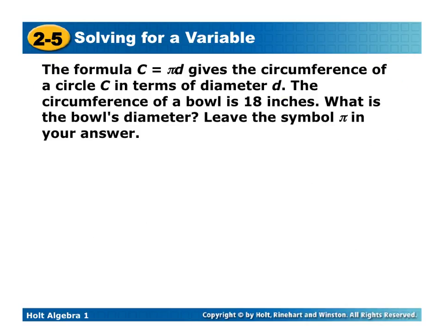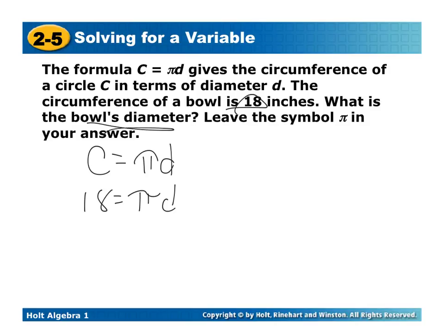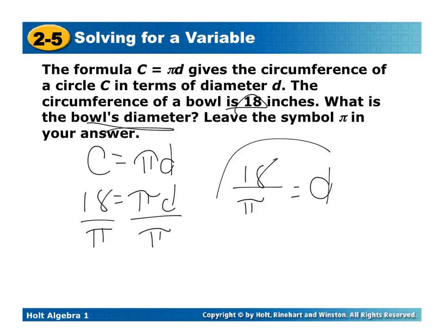Now here's an example. The formula C equals pi times diameter gives the circumference of a circle C in terms of diameter d. The circumference of a bowl is 18 inches. What is the bowl's diameter? And leave the symbol pi in your answer. So here we have circumference equals pi times diameter. The circumference is 18 inches, so I'm going to put 18 equals pi times diameter. They want to know the bowl's diameter, so I'm going to solve for d. I'm going to divide both sides by pi. So 18 divided by pi is equal to d. And that would be our final answer.